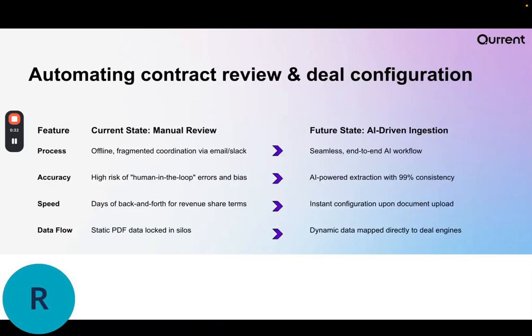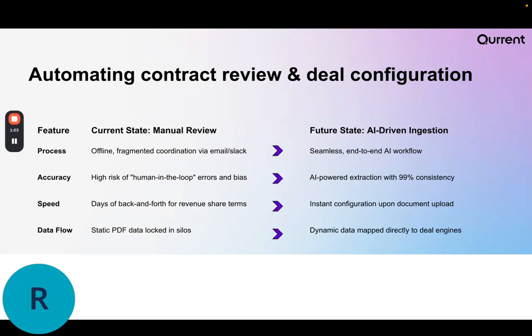The goal here is to really help with the automation of contract review, going from offline fragmented coordination via email, Slack, and other channels to a seamless end-to-end AI workflow, going from high risk of human-in-the-loop errors and bias, because humans are reviewing contracts and could make potential errors in terms of the contractual terms, the dates, etc., to an AI-powered extraction with about 99.999% consistency.